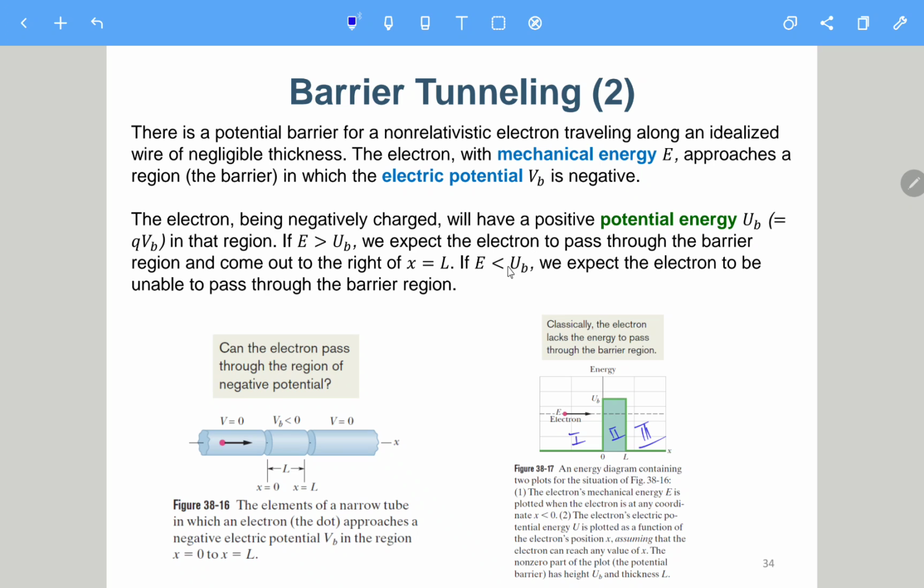If E is smaller than UB, we expect the electron to be unable to pass through the barrier region. This is the concept, this is the intuition in classical mechanics, but not for quantum mechanics here.